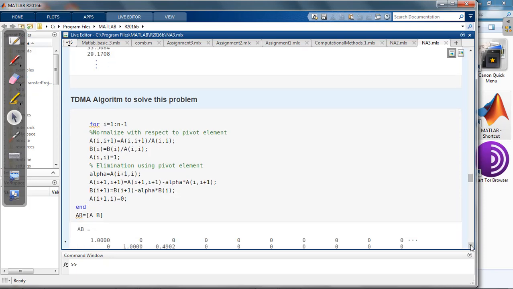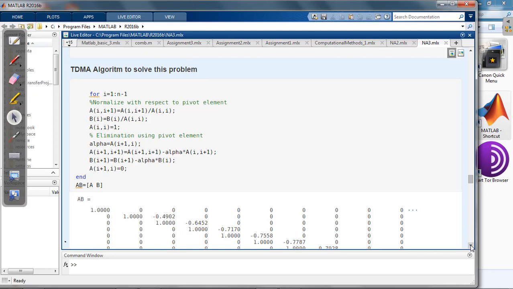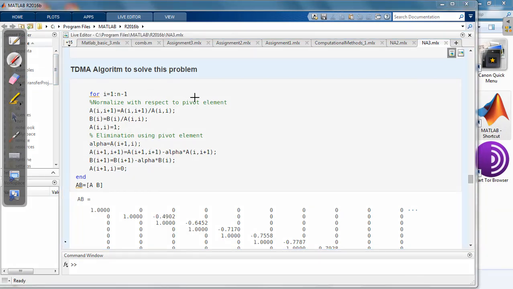Now see, the tridiagonal matrix algorithm is, as I have told you, similar to the Gauss elimination method. So we will look for the pivot element, then we'll try to make it an upper triangular matrix, and then by back substitution we'll try to solve it. So let us see what this tridiagonal matrix algorithm is.